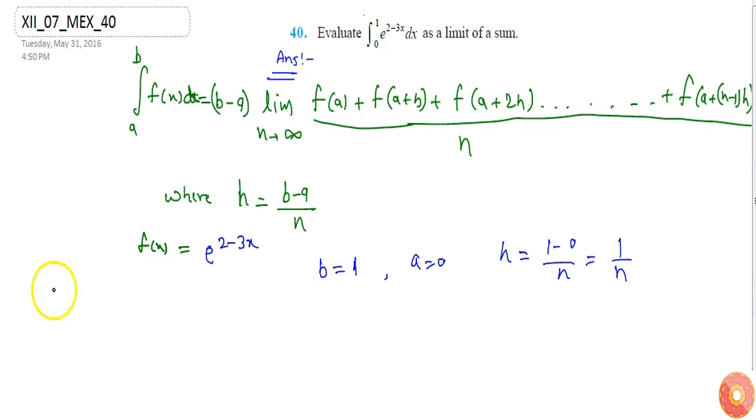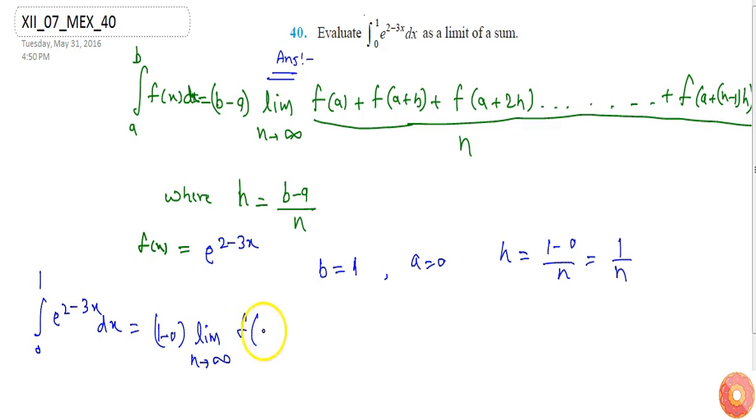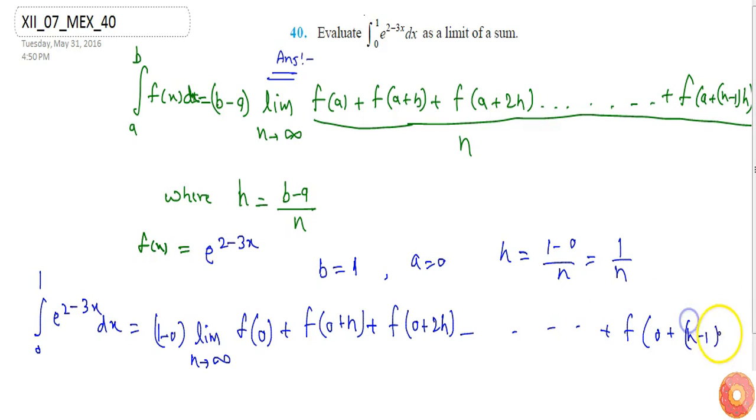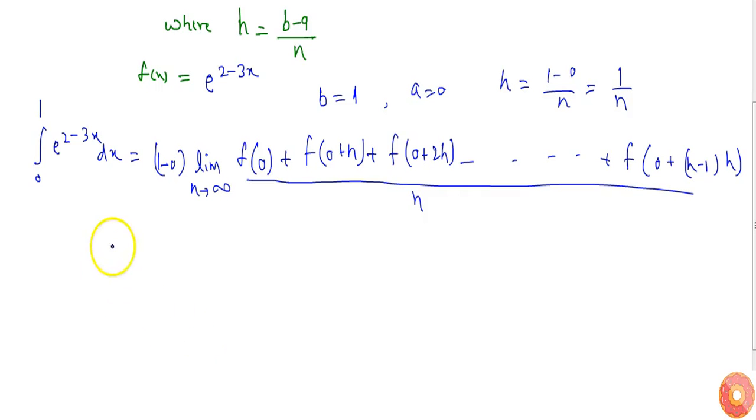So if I put in the formula, I'll get the integral from 0 to 1 of e power 2 minus 3x dx equals 1 minus 0, limit n tends to infinity, f(0) plus f(0+h) plus f(0+2h) up to f(0+(n-1)h), and divide by n.